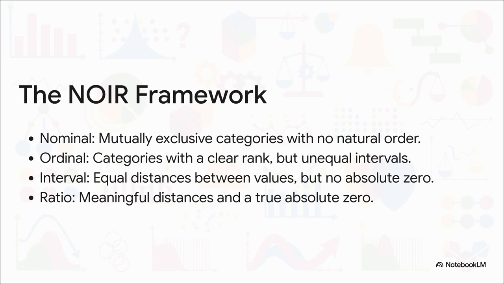We break these down even further using something called the NOIR framework. NOIR stands for nominal, ordinal, interval, and ratio. Nominal data just gives things names, meaning you can really only calculate a mode, the most frequent item. Ordinal data introduces a rank, like letter grades, meaning we can now find a median. Interval data gives us equal distances between points, like temperature in Celsius, which allows us to add and subtract. And finally, ratio data introduces a true absolute zero, like a bank account balance, unlocking your ability to use all math, including multiplication and ratios.